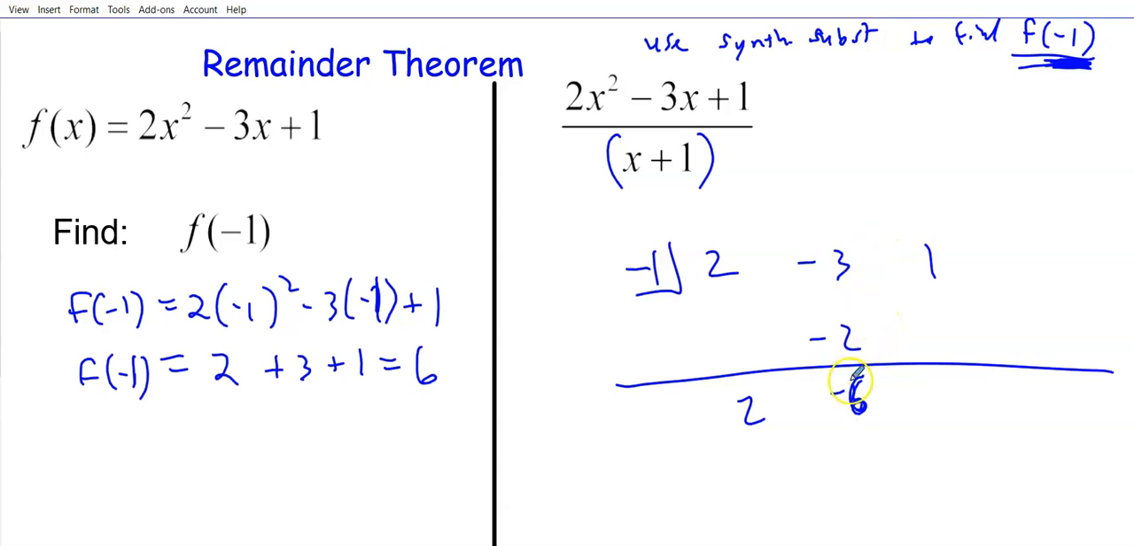Is that right? I'm sorry. You're adding, not multiplying, -5. -5 times -1 is +5, which is 6, which is our remainder.